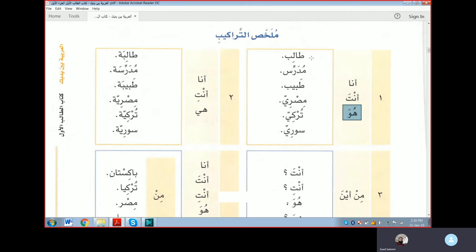هو طالبٌ, he is a student. هو مدرسٌ, he is a teacher. هو طبيبٌ, he is a doctor. هو مصريٌ, he is Egyptian. هو تركيٌ, he is Turkish. هو سوريٌ, he is Syrian.